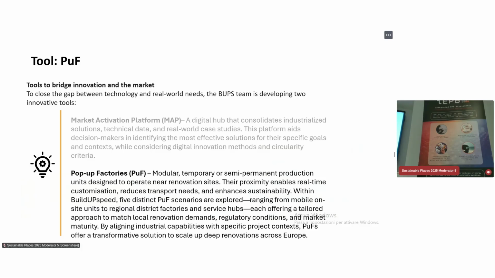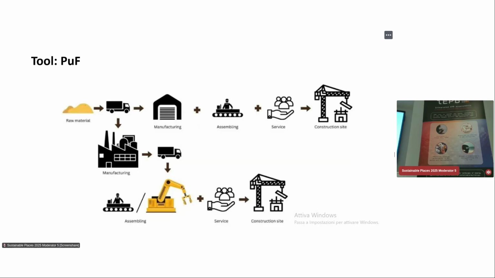The second tool that we have developed is the pop-up factories. It's a modular production unit that operates near renovation sites. And we have developed 5 scenarios, from a mobile on-site unit to regional factories and service hubs. The proximity enables real-time customization, reduces transport needs and enhances sustainability, offering transformative solutions to scale deep renovation across Europe.